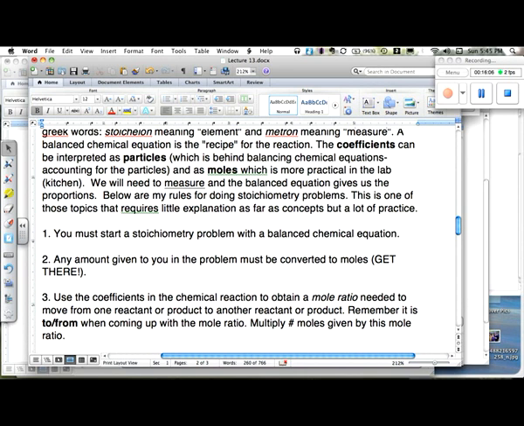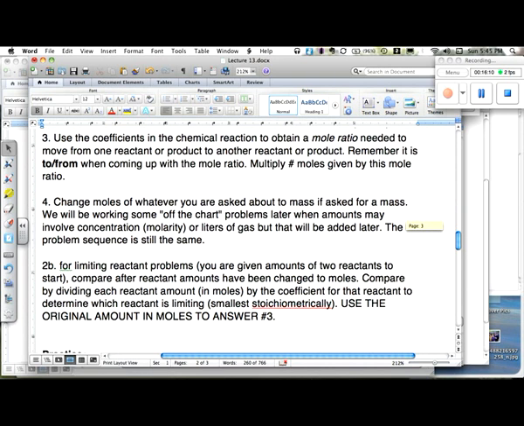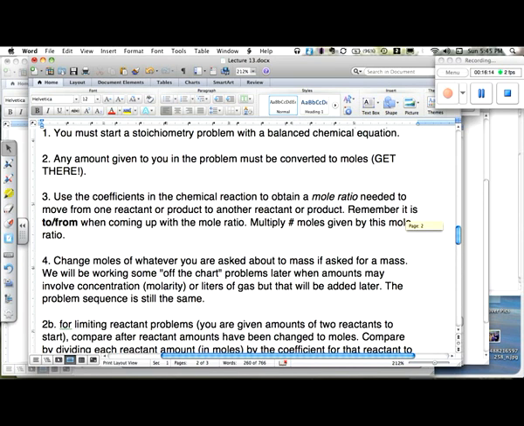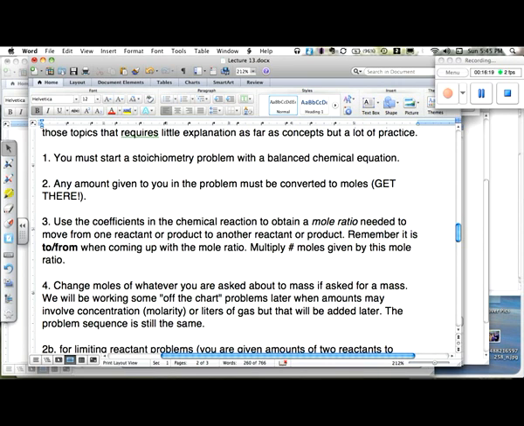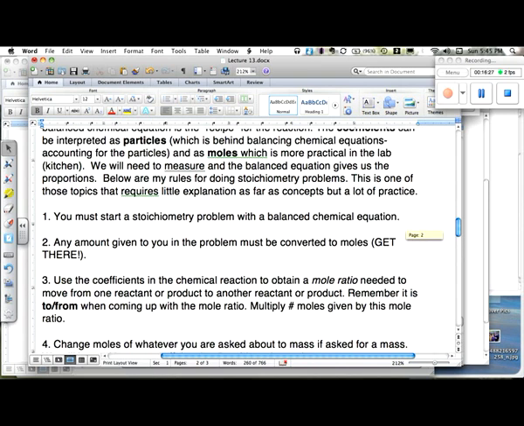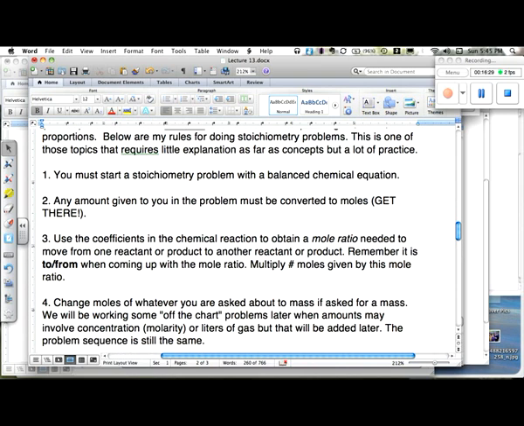So here are my steps for stoichiometry. It's only 4 steps, and there's a 2B. You won't use that till the next lecture. But the first 4 steps we're going to use today. So you're going to start out a stoichiometry problem always with the balanced chemical equation. And because these coefficients, as I just mentioned, mean both particles and moles, I am going to use the mole, of course, as my central counting unit.